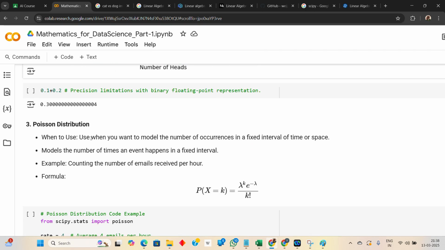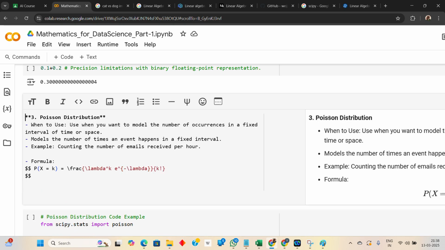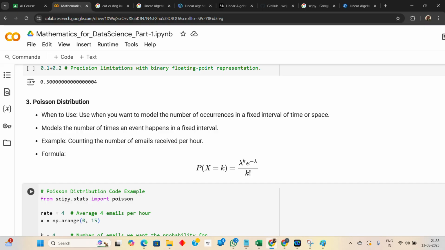When it comes to Poisson, read this line. Use it when you want to model the number of occurrences in a fixed interval of time or space. That means here it is not mandatory to have only two outcomes. You can have any fixed number of outcomes, but still you want to model the number of occurrences. Time is the important thing here. So read this carefully again: use when you want to model the number of occurrences, first thing; second thing, in a fixed interval of time.